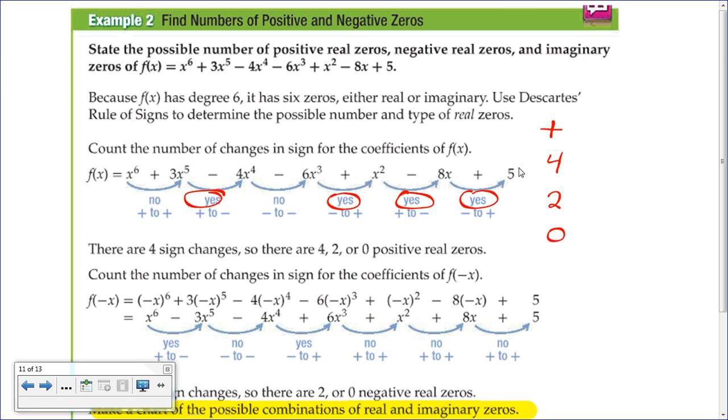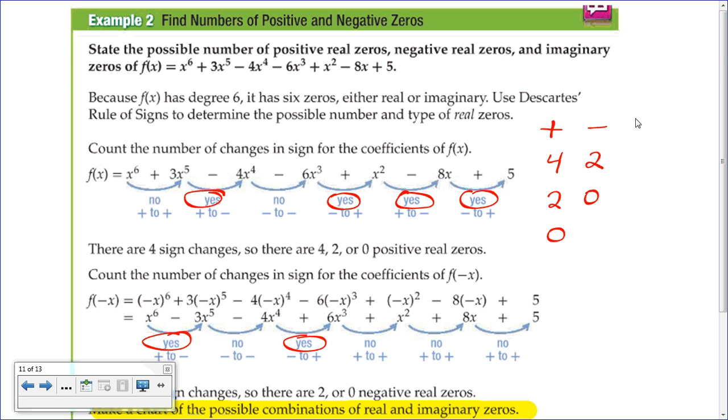Now, to figure out how many negative real roots you have, we want to look at changing the signs of just our odd-powered terms. So we're going to change that sign, that sign, and that sign. Those are all odd powers. Once that's done, positive to negative, yes. Negative to negative, no. Negative to positive, yes. No, no, no. So you'll see we have two sign changes here. That means there could be either two or no negative real roots.